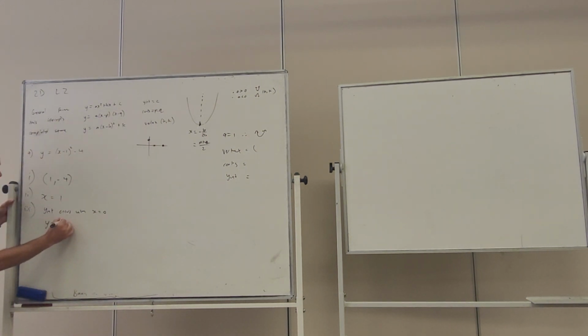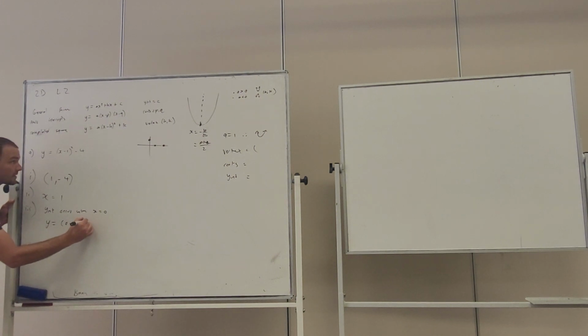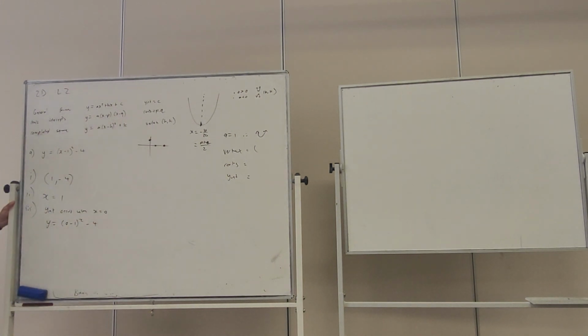So I'm going to put x is 0 into my equation here. I'm going to have y equals (0 - 1) squared - 4. All right, all I've done is put the number x is 0 into the equation, and I'll evaluate this slowly. We've got (-1) squared - 4. Minus 1 squared is positive 1.